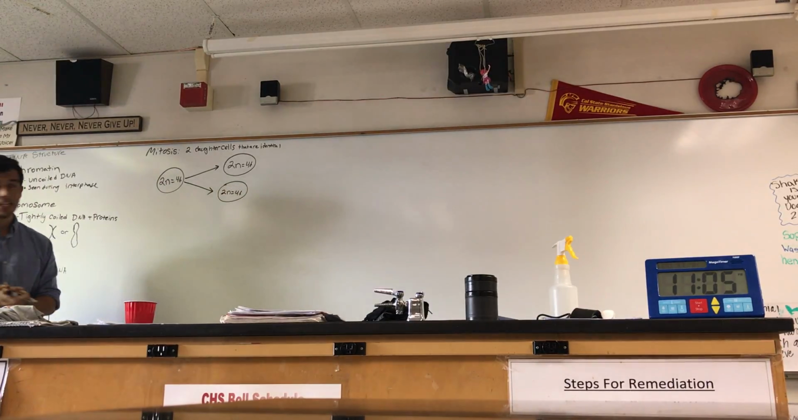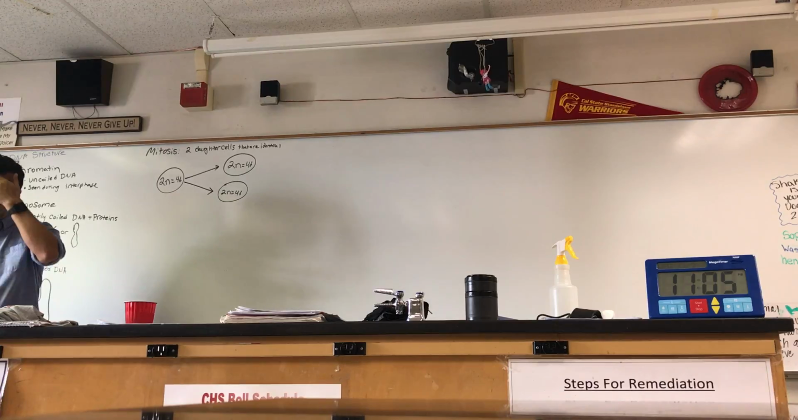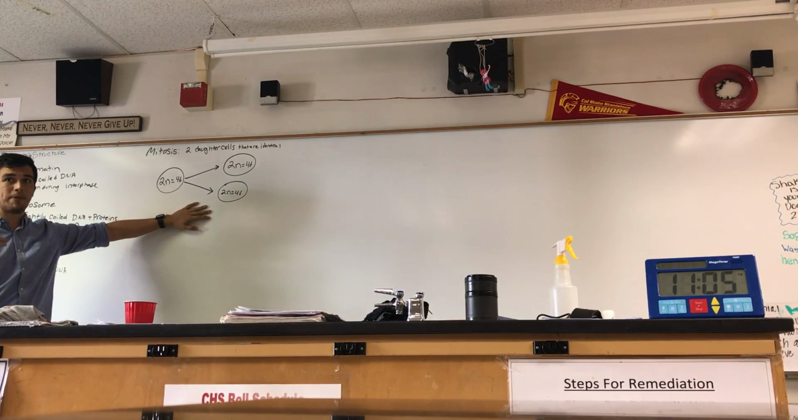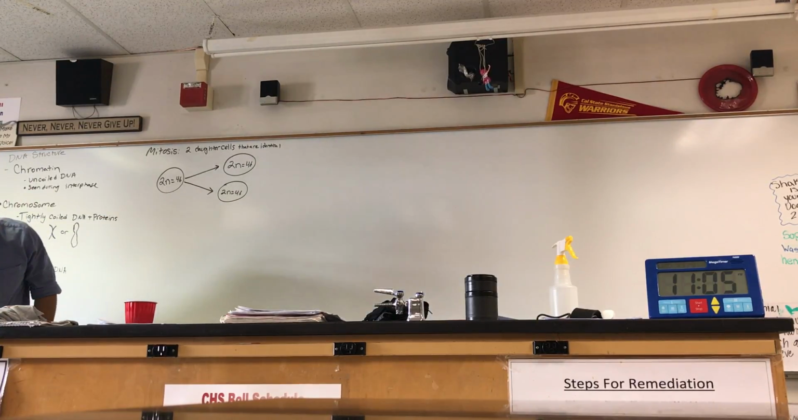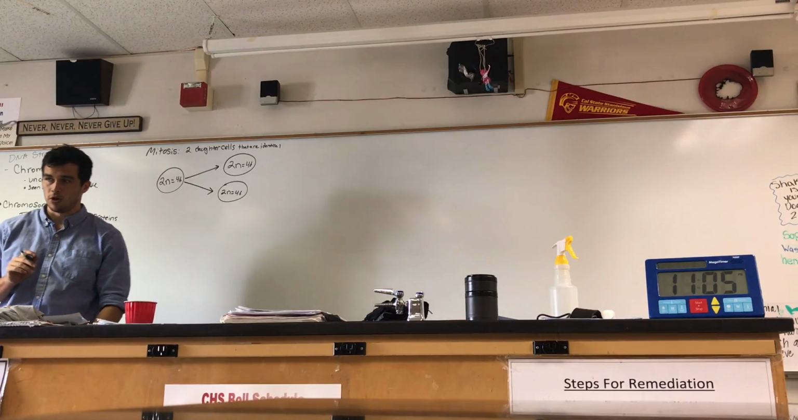Cool. So that's my goal, is to produce two daughter cells that are diploid. So this is going to be for growth, repair, and replacement. I need diploid cells. This is going to happen in all my body cells except for my gametes, which are sperm and eggs. That's the goal. Okay? Growth, repair, and replacement.